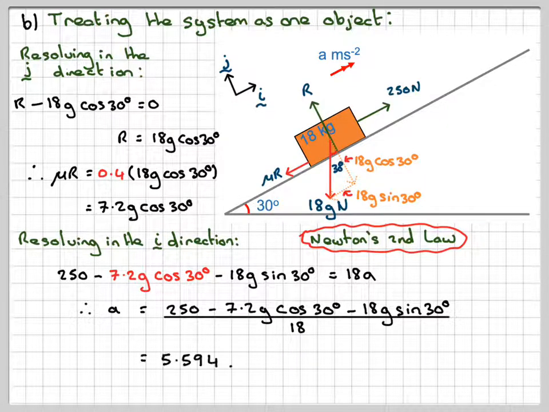And then we're going to get an acceleration of 5.594 meters per second squared. Now store this value in the memory of your calculator, but obviously we give the final answer here as 5.59 meters per second squared, correct to 3 significant figures. But this value we store in our calculator to use in a later part.